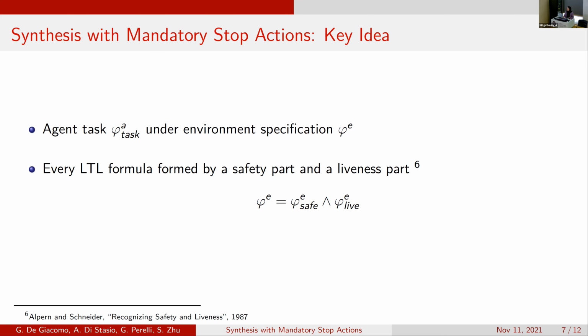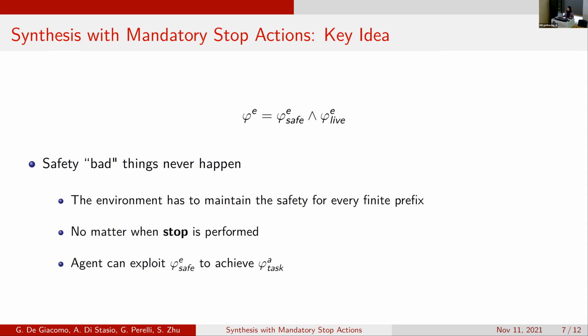The key idea for solving this problem comes from the following observation. Every LTL formula can be considered as a combination of a safety part and a liveness part. If we look at them individually, the safety part means that bad things never happen, which means that the environment has to remain in a safe area for any finite prefix. It doesn't matter when the stop action is performed. So the agent can exploit this environment safety to achieve its task.